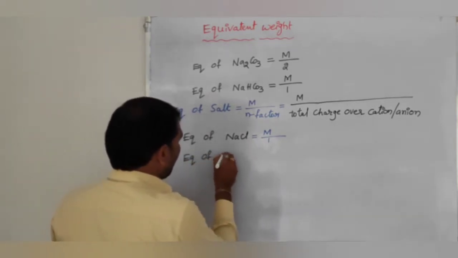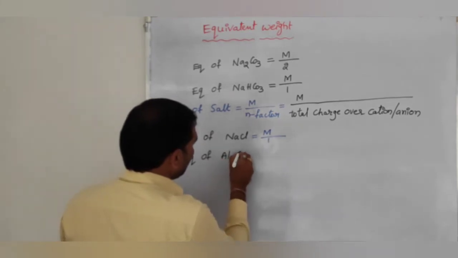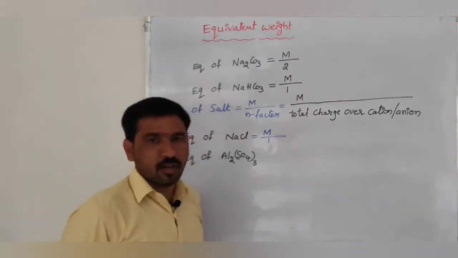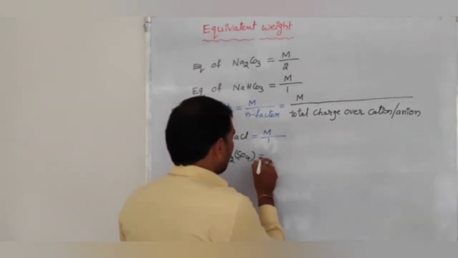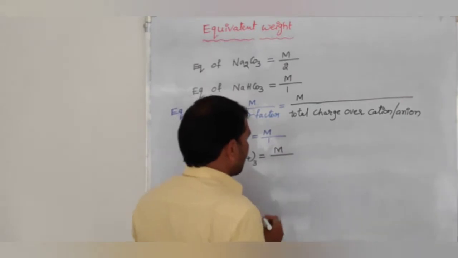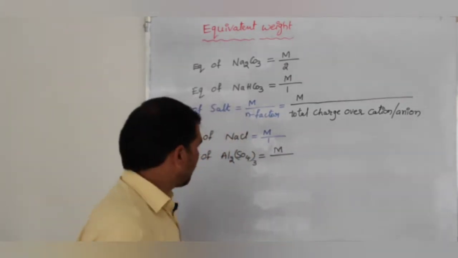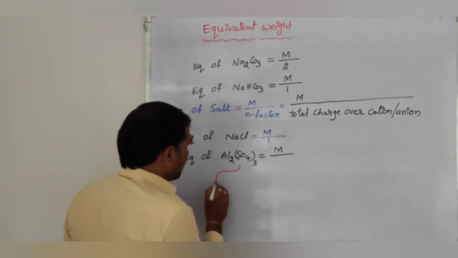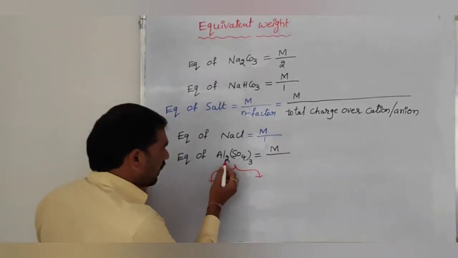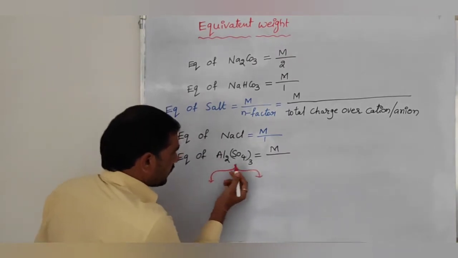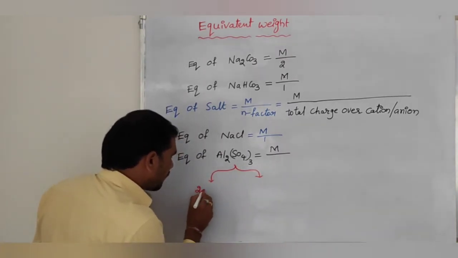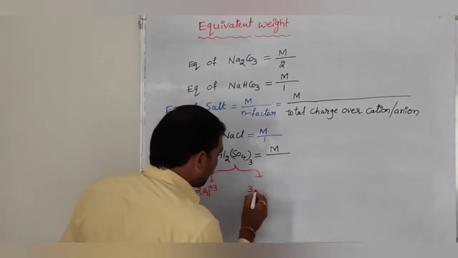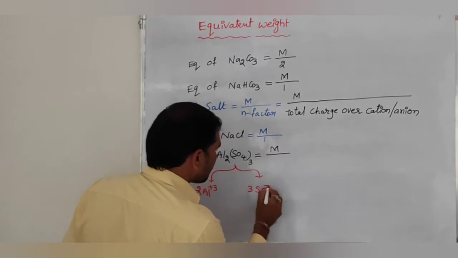Then, equivalent weight of aluminum sulfate, Al2(SO4)3. This is the exact formula of aluminum sulfate, and the equivalent weight is equal to molecular mass divided by n factor. Here, what is the n factor, beta? Aluminum sulfate dissociates into two parts: the first part aluminum, the second part sulfate. So 2 moles of Al+3, and 3 moles of SO4-2.